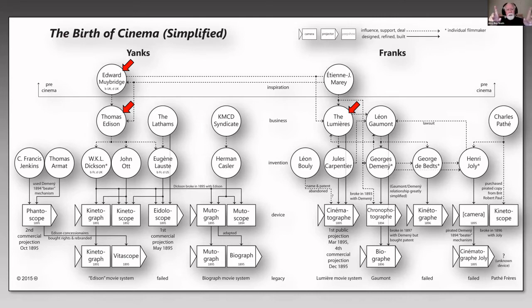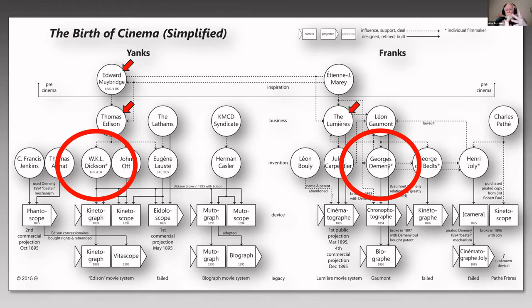So if you look, I'm not going to describe hardly anybody on this chart except these two people, and I'm only going to talk about one of them. The best I can tell, it was William Kennedy Laurie Dickson who did most of the invention of the movie machine. And by movie machine, I mean camera, film, and projector.